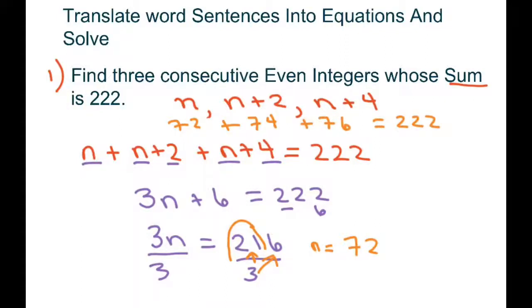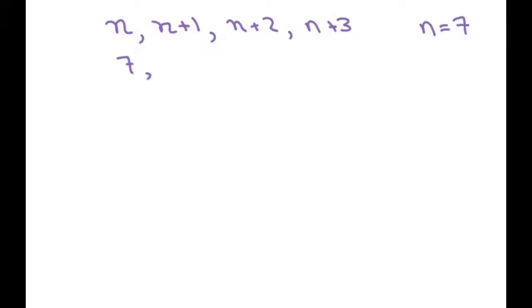Now this is a good SAT question. Anytime they're talking about consecutive integers, you always start out with n. The second one would be n plus 1. The third one would be n plus 2, and so forth. So if my first integer equals 7, 7 plus 1 is 8, 7 plus 2 is 9, and 7 plus 3 is 10. That gives you your consecutive integers.